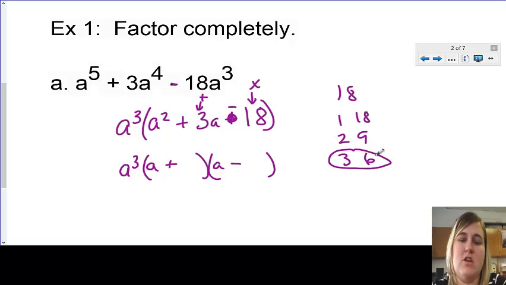So now what we're going to do is which one of them needs to be positive? Well, we look at this sign. This sign's positive, which means we want the bigger one to be positive. So I want 6 to be positive, 3 to be negative. Final answer.